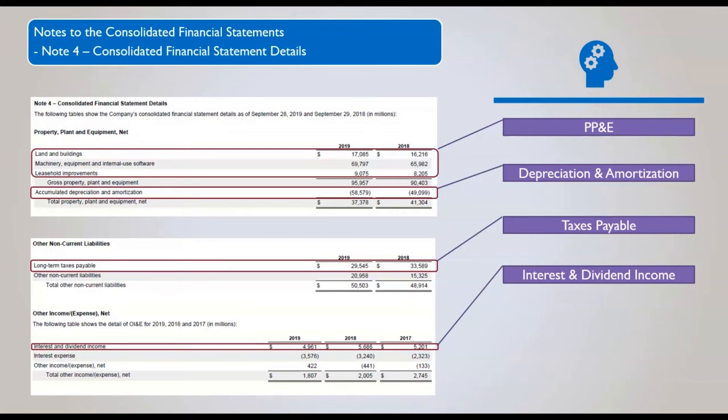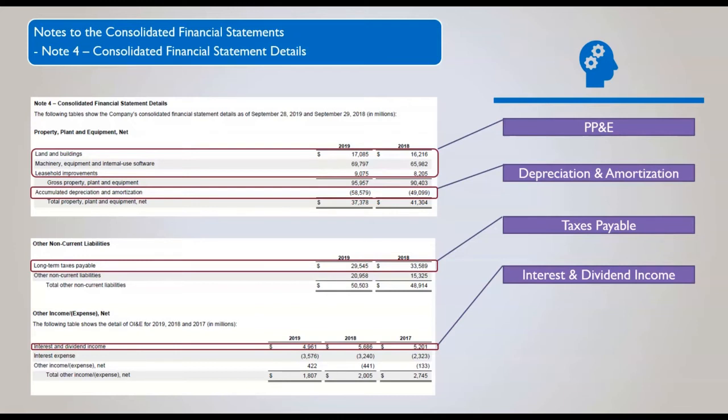Here, under other income and expenses net, we see a line item for interest and dividend income. So this is the interest and dividends Apple would have received from its investments, such as its marketable securities. We can see that although Apple received 4.9 billion in interest and dividend income, that amount is relatively small relative to the balance of its total marketable securities and cash balance.